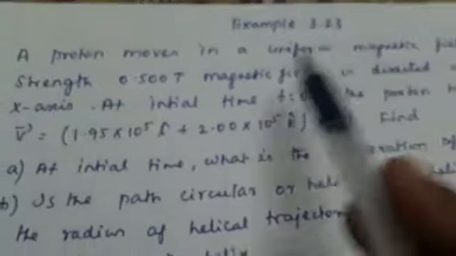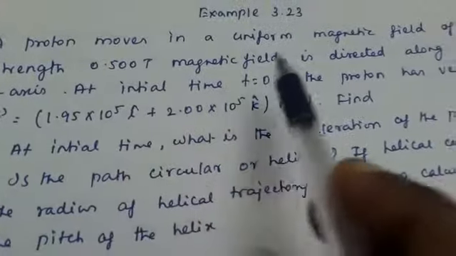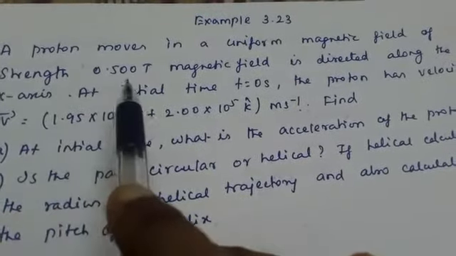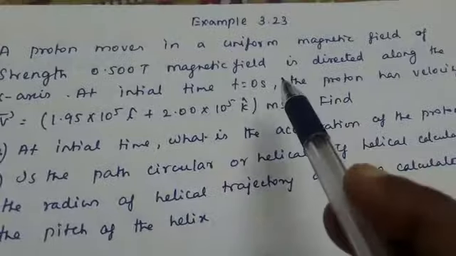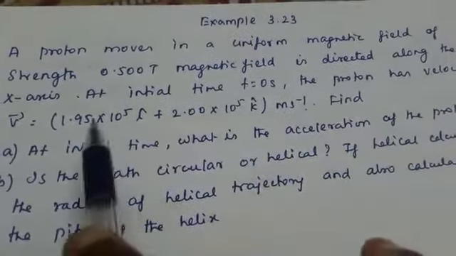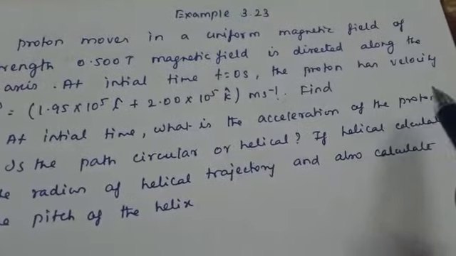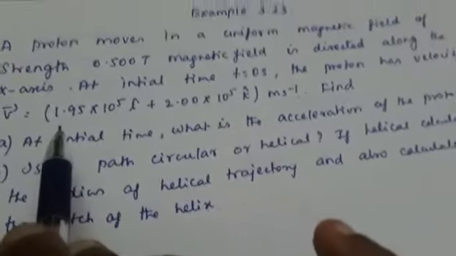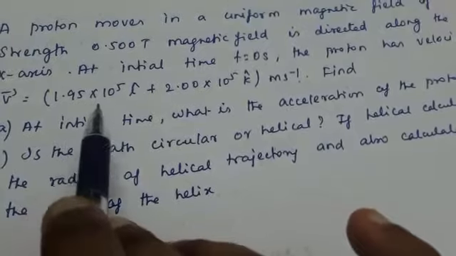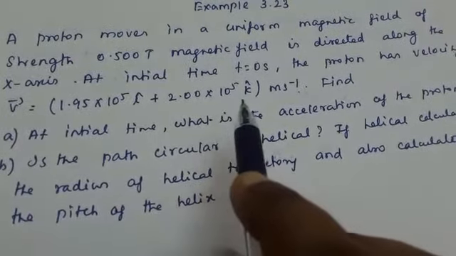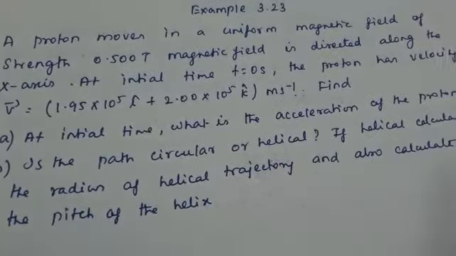Example 3.23. A proton moves in a uniform magnetic field of strength 0.5 Tesla. Magnetic field is directed along the x-axis. At initial time t = 0, the proton has velocity v vector = 1.95 × 10^5 i vector + 2 × 10^5 k vector meter per second.